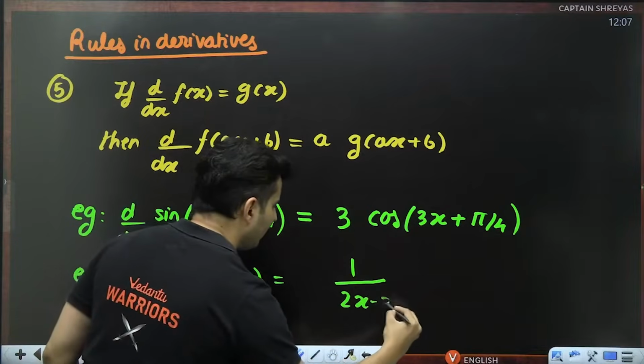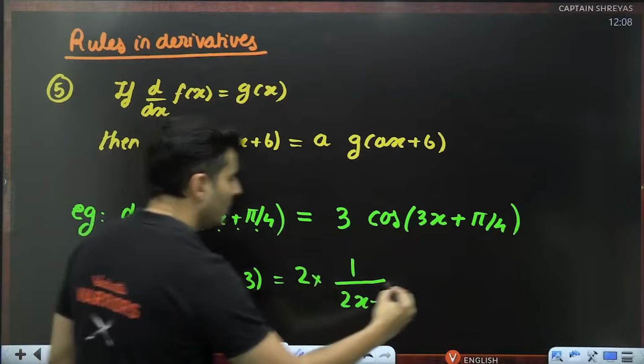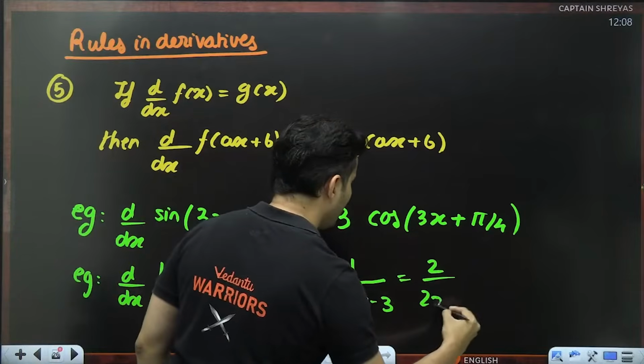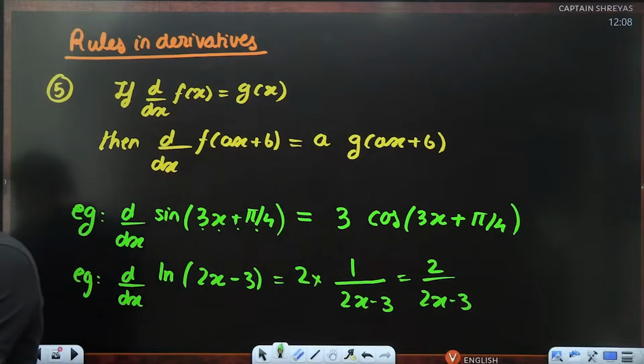2x minus 3 will come below. What is the coefficient of x? It is 2, so multiply by 2. Hence the answer will be 2 divided by 2x minus 3. That is the answer. Got it? How to use this rule?